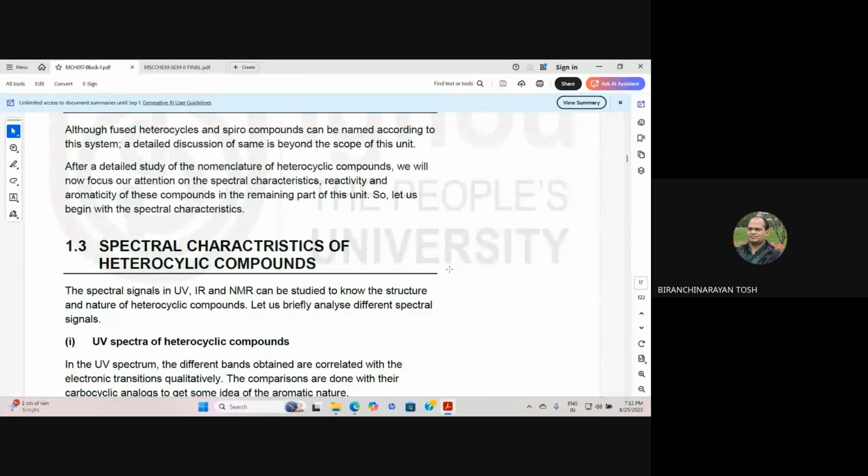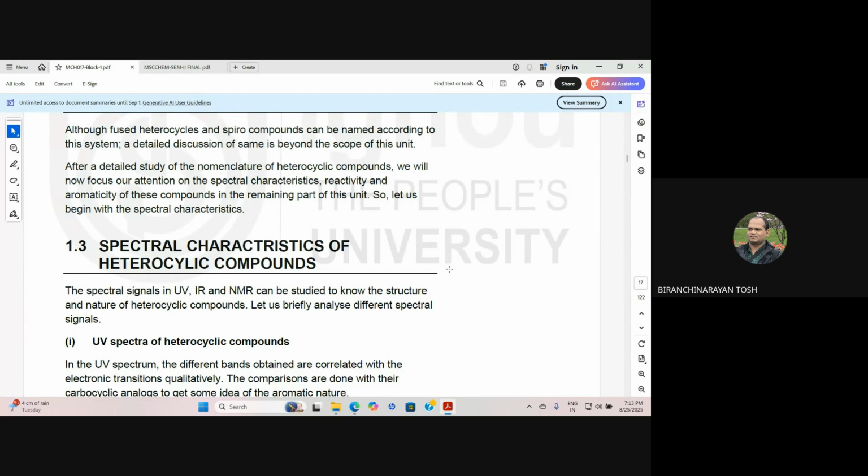What is the full form of NMR? But UV and IR come under electromagnetic radiation. Between UV and IR, UV requires higher energy because it is at lower wavelength. Ultraviolet wavelength is lower than infrared, and the energy of infrared is much lower than UV.